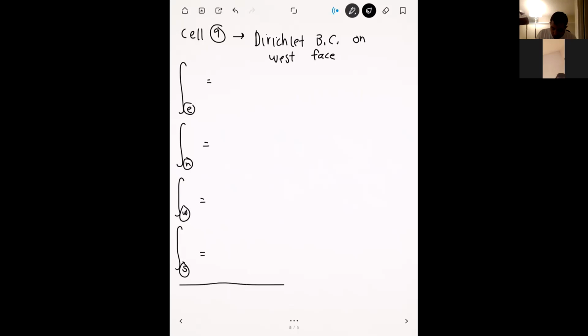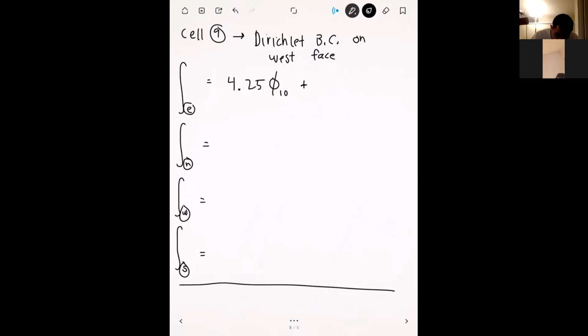We have our four integrals here, and the one that we want to replace is the west one. So let me fill in all the other ones. For the east integral, this stays the same. We have a 4.25 times the east neighbor for cell 9, which is cell 10, plus 8.25 phi 9. Then we have the north integral, which I think is minus 1.375 times the north neighbor for cell 9, which is cell 13.